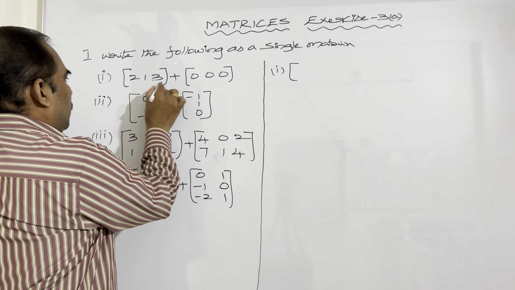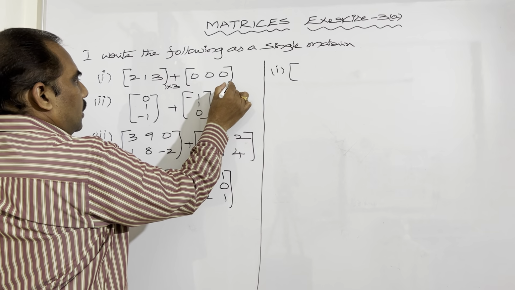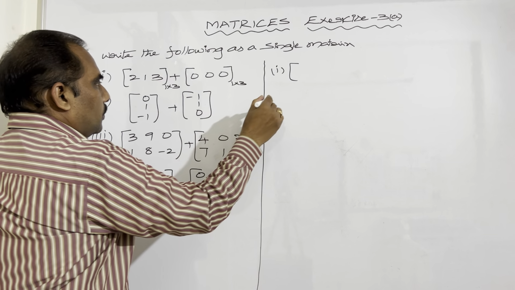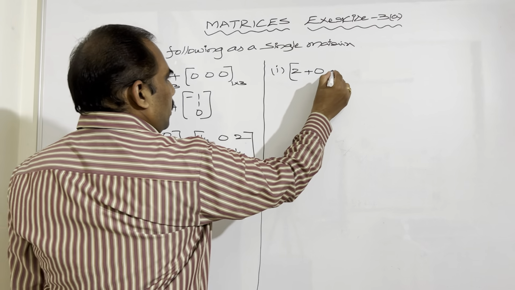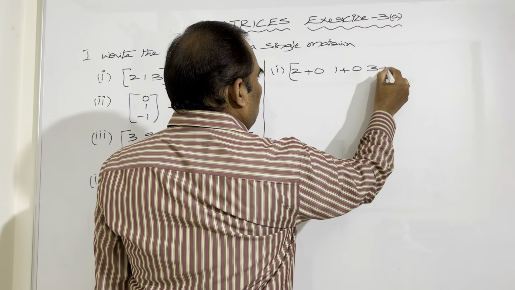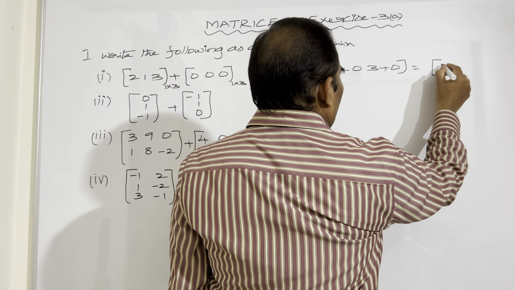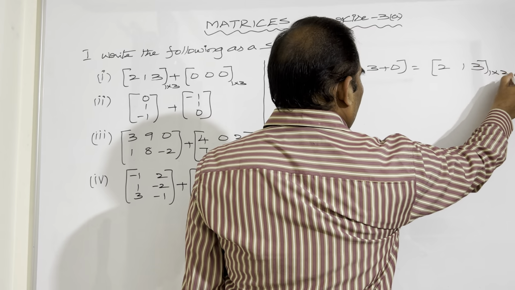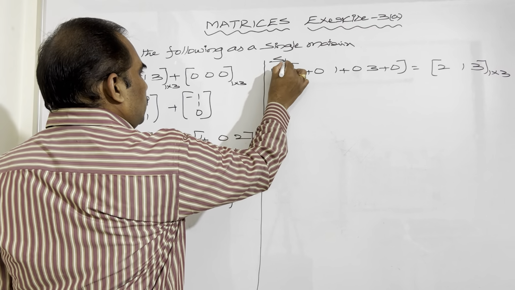Here this is a 1 by 3 matrix, and this is also a 1 by 3 matrix: 1 row, 3 columns. So the corresponding elements are added here: 2 plus 0, 1 plus 0, and 3 plus 0. Finally we get 2, 1, 3. So this matrix's order is also 1 by 3. Similarly, these are the solutions.